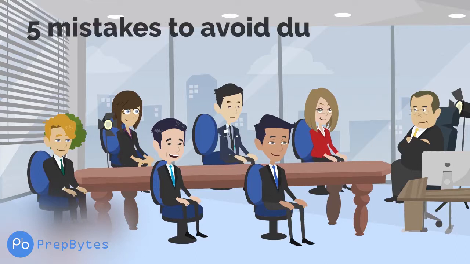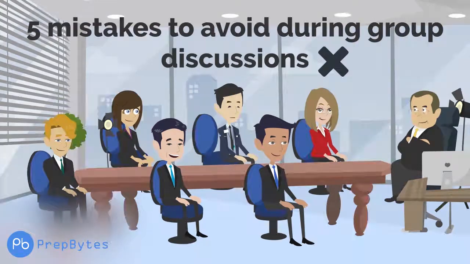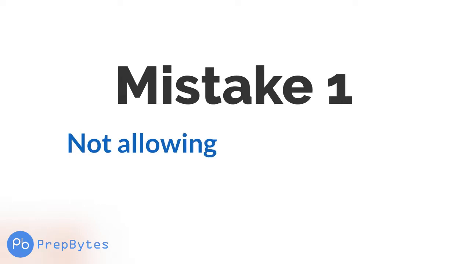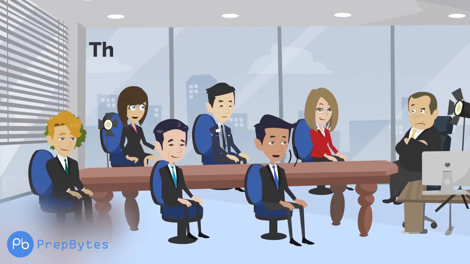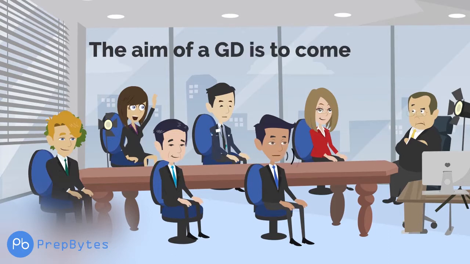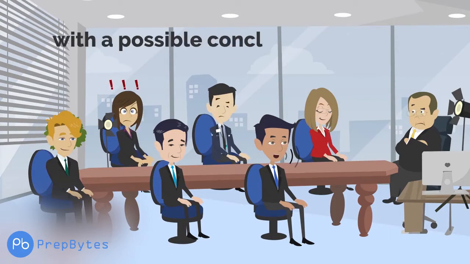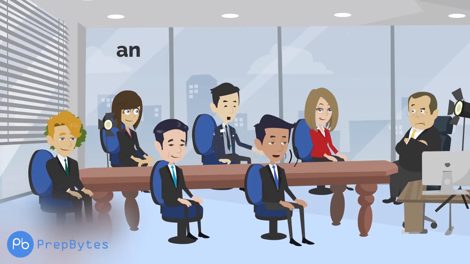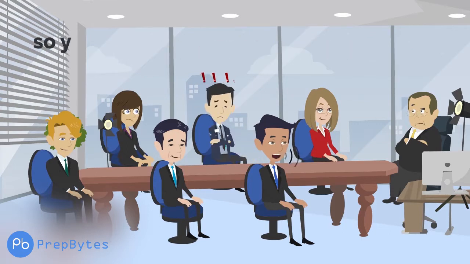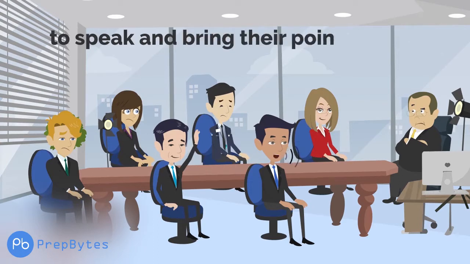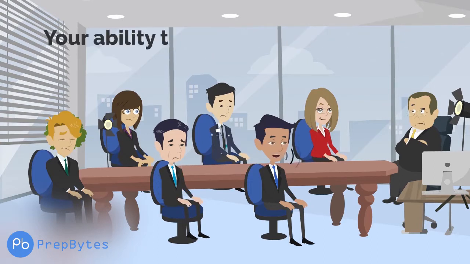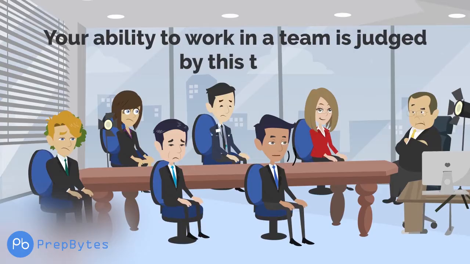5 mistakes to avoid during group discussions. Mistake 1. Not allowing others to speak. The aim of a GD is to come up with a possible conclusion to a given topic. And it is a team activity. So you should actually encourage others to speak and bring their points on the table. Your ability to work in a team is judged by this task.